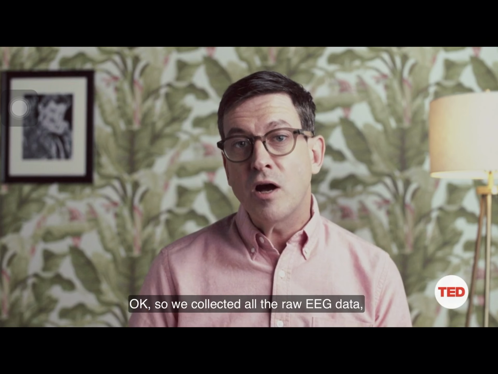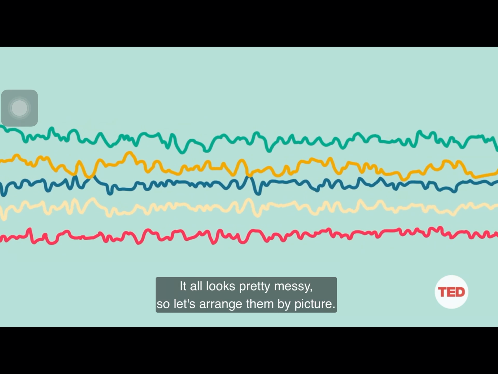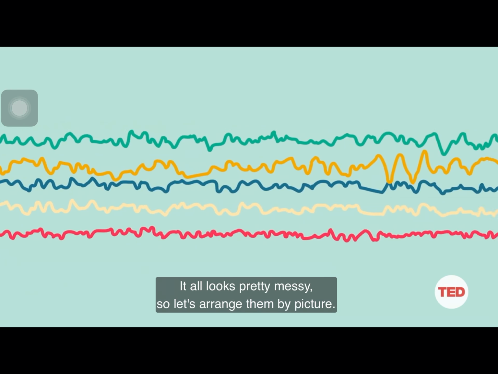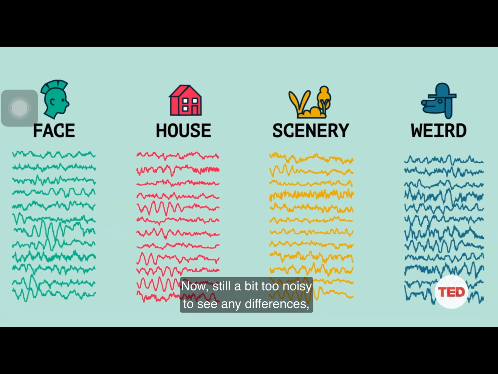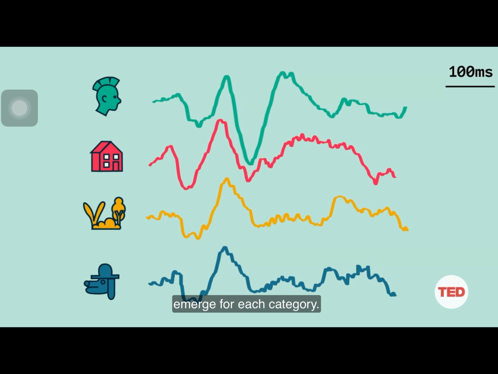Okay, so we collected all the raw EEG data, and this is what we got. It all looks pretty messy, so let's arrange them by picture. Now it's still a bit too noisy to see any differences, but if we average the EEG across all image types by aligning them to when the image first appeared, we can remove this noise. And pretty soon we can see some dominant patterns emerge for each category.